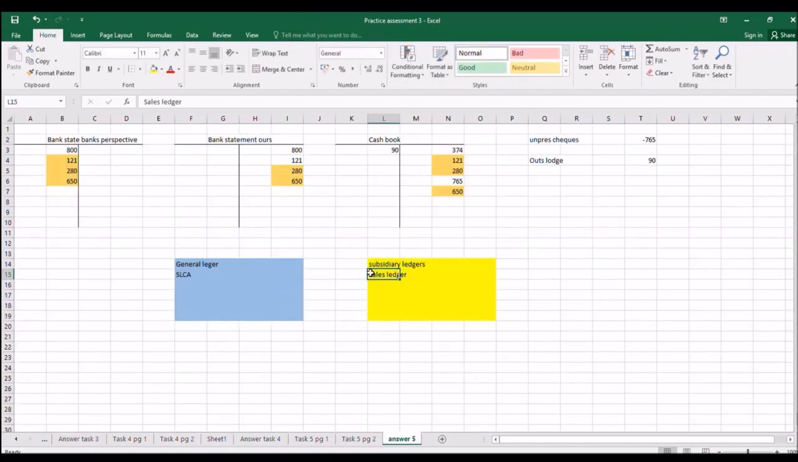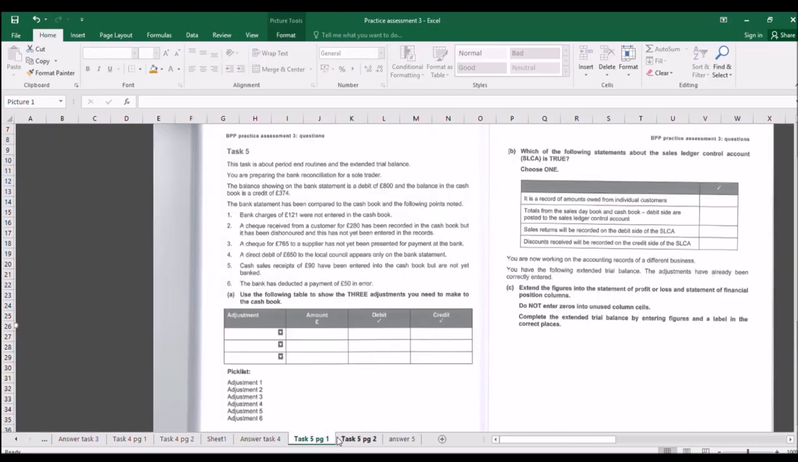They won't be. Let's have a look here. So here's our sales ledger control account in here, and also over here is our sales, and let's have sales returns. So we'll have sales here, and we'll have sales returns. So sales from the sales day book, let's say 1,000, credit 1,000 there, debit the sales ledger control account. Sales returns, let's say they've been sent back, so we're going to debit the sales returns and credit the sales ledger control account. So that would be how it would look. So sales returns will be recorded on the credit side of the sales ledger control account. Discounts received will be recorded on the credit side of the sales ledger control account.